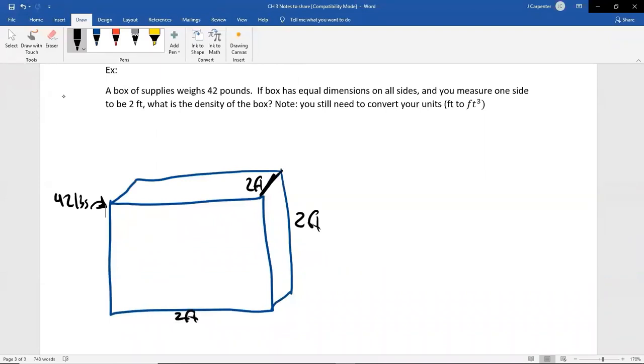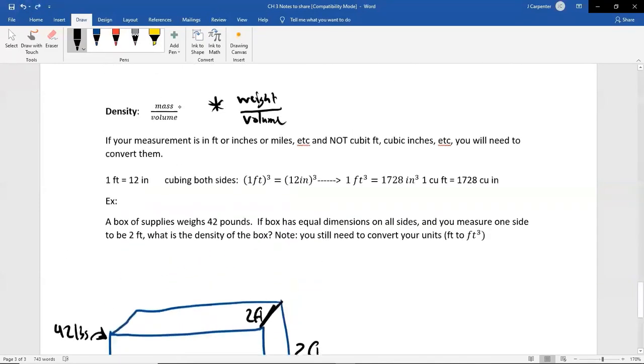All right, so the box has equal dimensions, and they ask, what is the density of the box? And I say, note, you still need to convert your units, but it's not going to feel like a conversion problem. It's just going to feel like finding a volume because the density is the ratio of mass to volume, or weight to volume. We're going to use weight. Again, this is not technically true, but good enough for QR's sake.